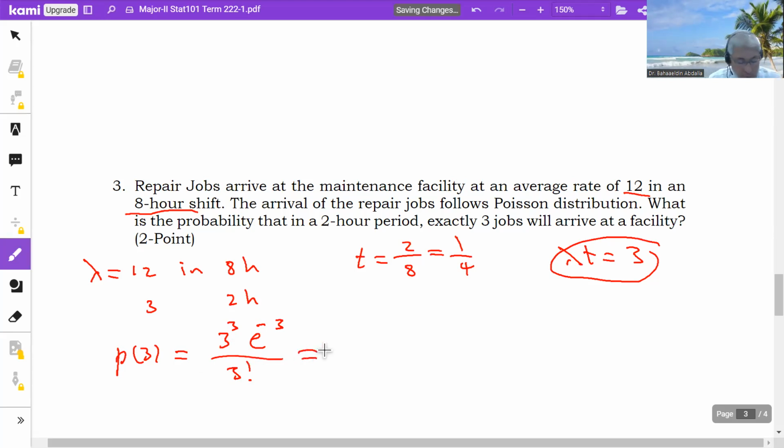And you can use the calculator and find the answer. You will find that the answer is 0.224.